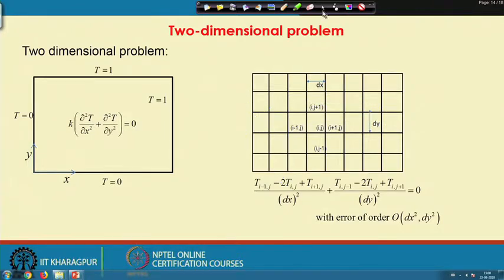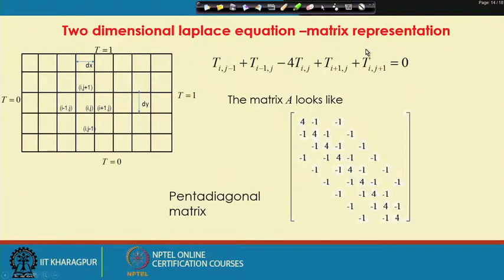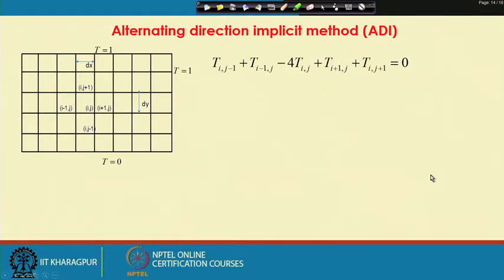So, let us go to the next slide, that when we try to convert it into a matrix equation, it becomes a pentadiagonal matrix. Had it been a 3-dimensional problem, we would have got a septadiagonal matrix there.